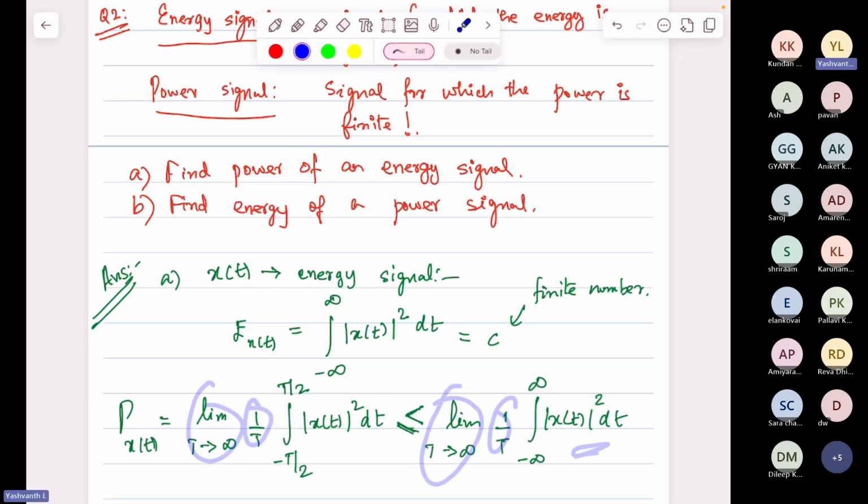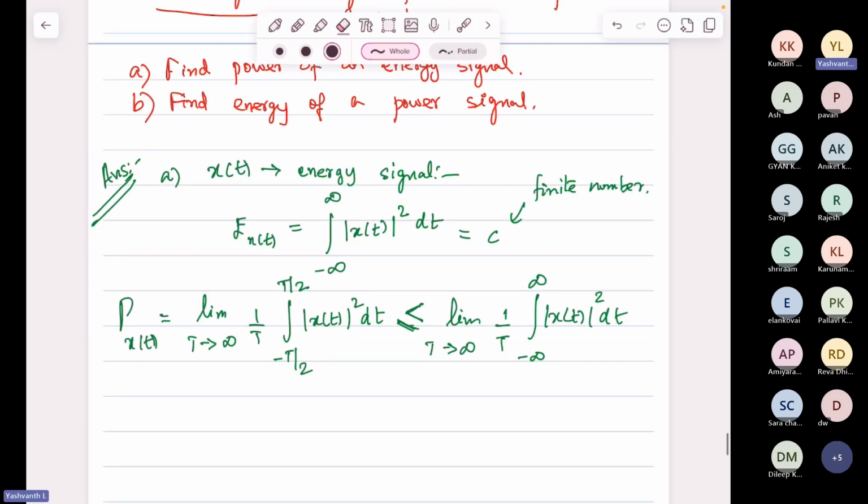Can anyone confirm if this step is clear? Clear, sir. Yeah. Okay. And now what to do?